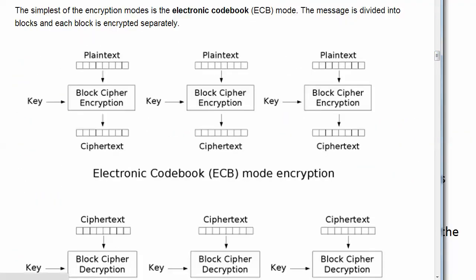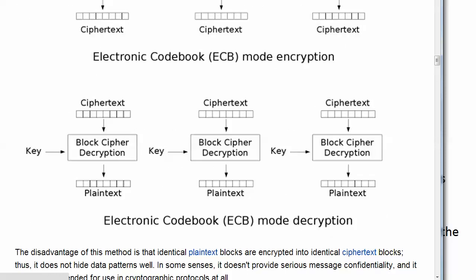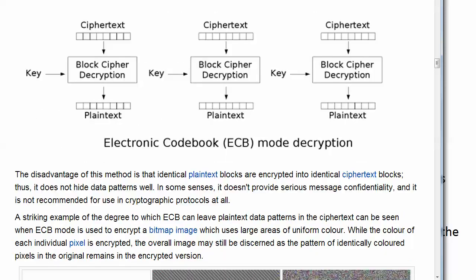This is what ECB looks like. And then you've got the decryption. Of course, that's just going the other way. We're taking the block of ciphertext, applying a key, and here's your plain text. And as Wikipedia mentions, the disadvantage of this method is that identical plain text blocks are going to be encrypted into identical ciphertext blocks. It simply doesn't hide data patterns well at all. In some senses, it doesn't provide serious message confidentiality, I would say in all senses, and it's not recommended for use in cryptographic protocols at all.